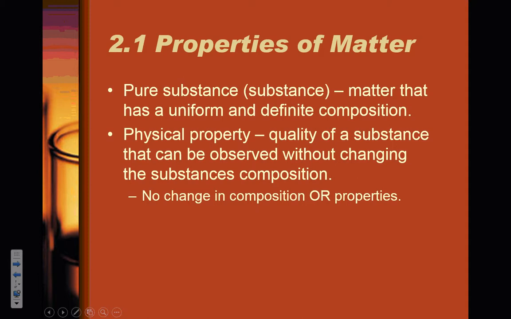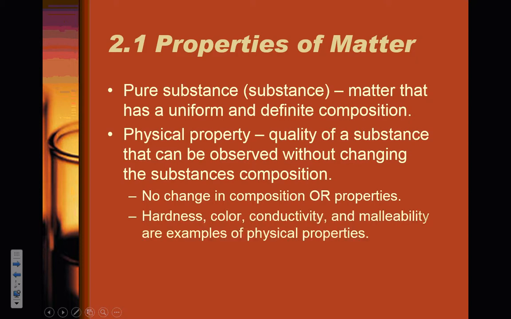Now, one of the things we often use to describe pure substances is a physical property of the pure substance, which is a quality of a substance that can be observed without changing the substance's composition. So the key to this is there's no change in composition or product or properties. So when I weigh a chunk of ice, it's still H2O, and I haven't changed the mass of it by weighing it. So a physical property is something you can measure without changing the substance's composition.